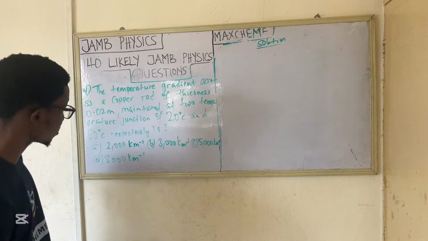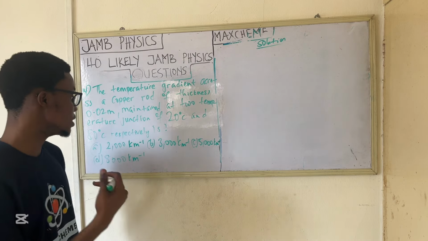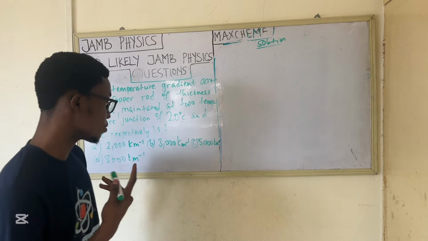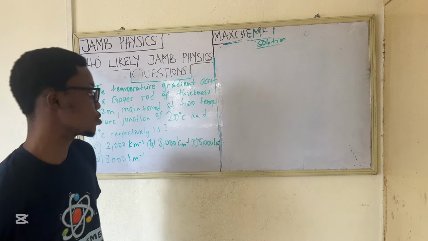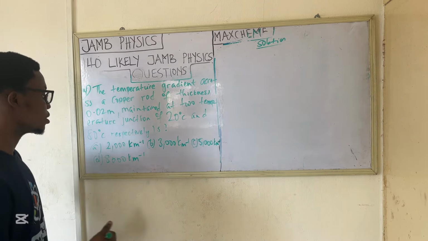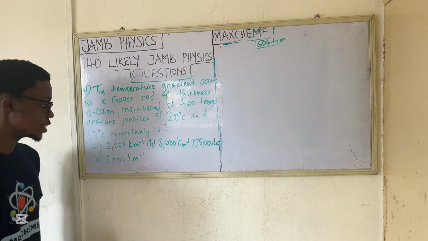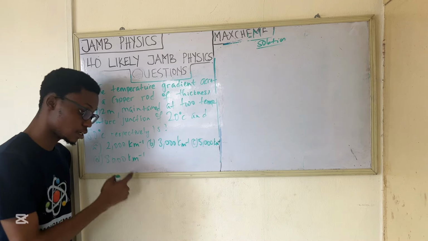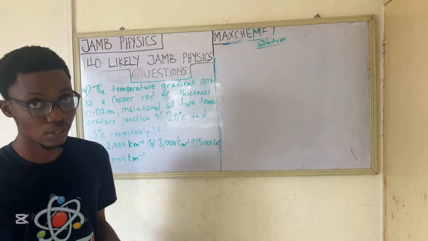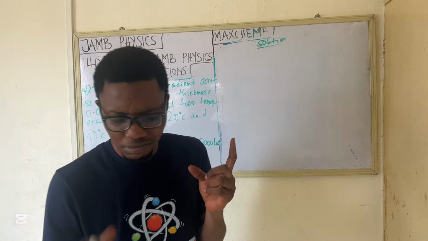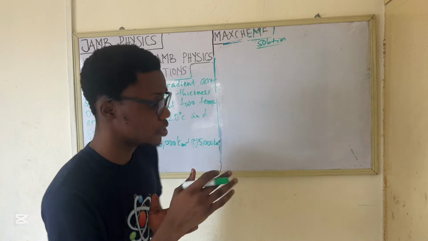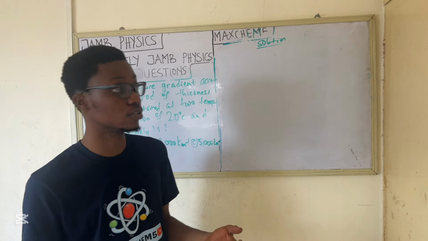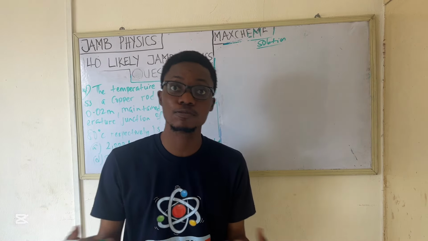The temperature gradient across a copper rod of thickness 0.02 meter maintained at two temperature junctions of 20 degrees Celsius and 80 degrees Celsius respectively is A, 2000 Kelvin per meter, B, 3000 Kelvin per meter, C, 5000 Kelvin per meter, and D, 8000 Kelvin per meter. This is not kilometer here, this is Kelvin per meter. Now from here, you know the formula. Sometimes when it comes to JAMB, if you look at your options, you can get the formula to use from your options. Just look at the SI unit. SI unit helps mostly. I get it now.